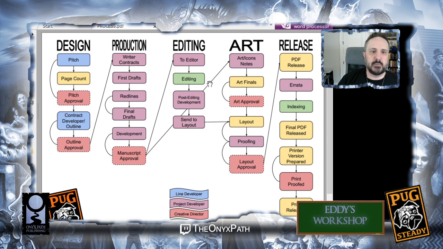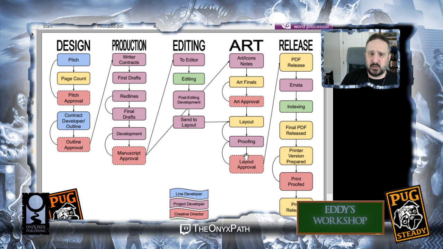I wanted to go through all of this because you'll see that there are these red dotted boxes at each stage, and those are the approval stages. What those are for, there are two different things happening there. In general, let's assume for a moment this is an Onyx Path completely owned game, so a Scion or a Trinity. What's usually happening is the creative director is taking that opportunity to weigh in and decide if they're okay or not okay with each stage that it's approved on.